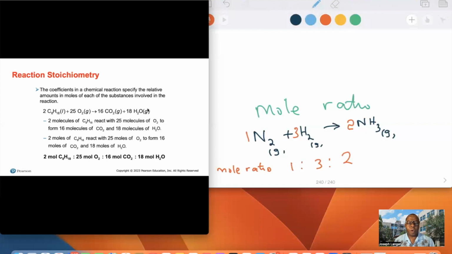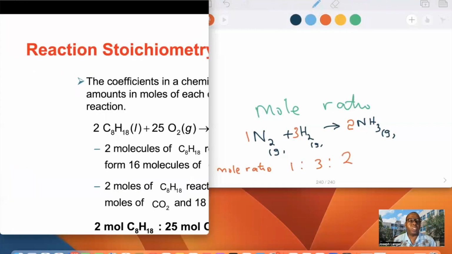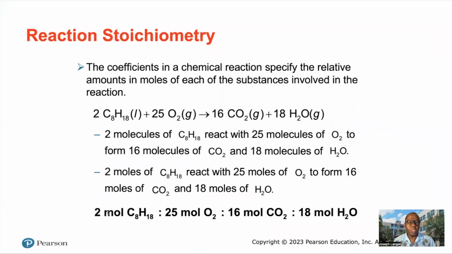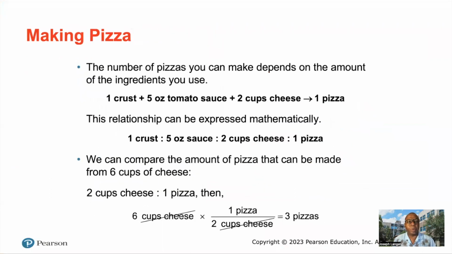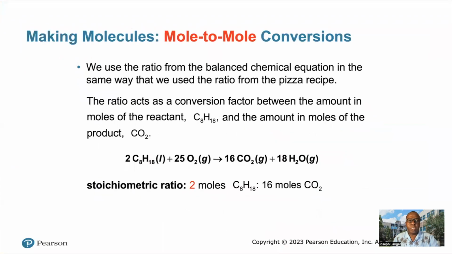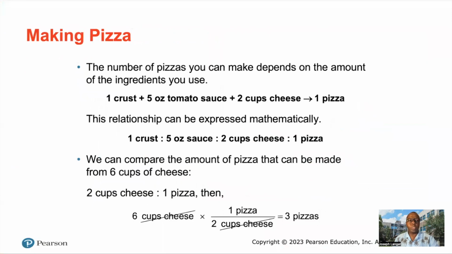That's what the coefficient in the balanced equation means. It's not in grams. You don't say 2 grams react with 25 grams. No. It's just mole ratio. So we will be using the coefficient in the balanced equation to do what we call conversion, to see how much of a product will be produced when you have a certain amount of reagent.